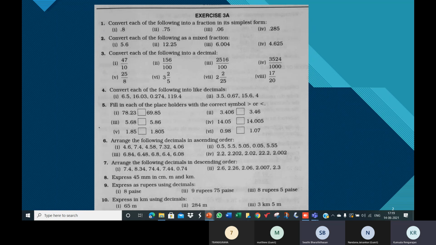Ma'am, shall I say? Yeah, tell me. Ma'am, for the first one, it is 0.285, ma'am. So we can write it as, so there are 3 decimal places, so it will come as 1000, ma'am. So 285 by 1000. When we simplify it by the 5 table, we will get 57 by 200, ma'am. 57 by 200. Yes, ma'am. Okay.